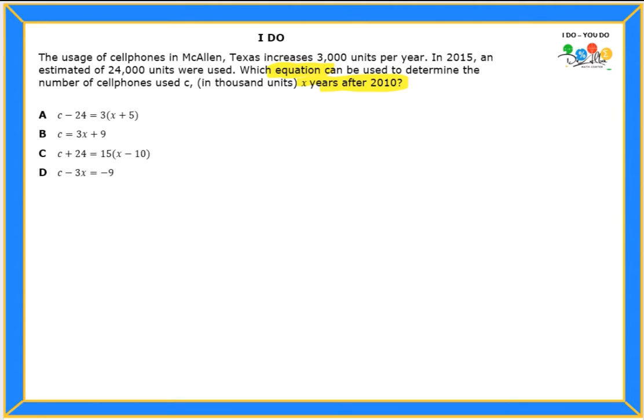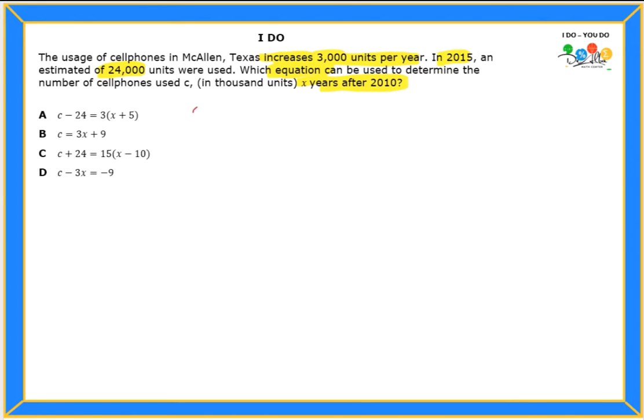Now they're giving us some information. The first information that I see is 3,000 units, and it says that this is the increase per year. So what does that mean? It means that every year it goes up by 3,000 units. Then they say that in 2015 they noticed that the usage was 24,000 units. So let's write down some information here.